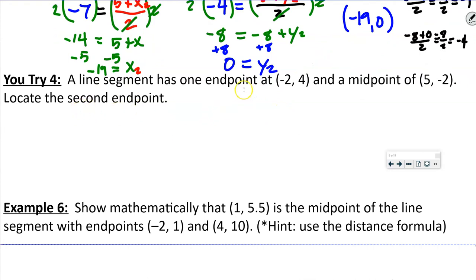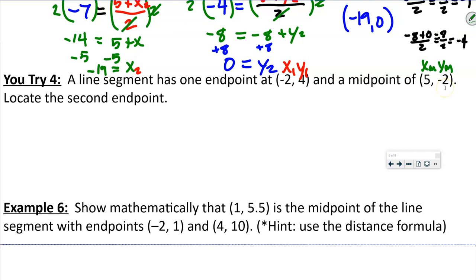You try, noting again that you have an endpoint and a midpoint. So once again, if this is me, I'm going to say this is my x1, y1, and this is my xm, ym. Okay, go ahead and do this. Come back to me when you're done.